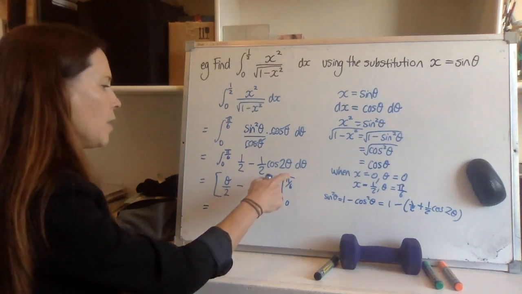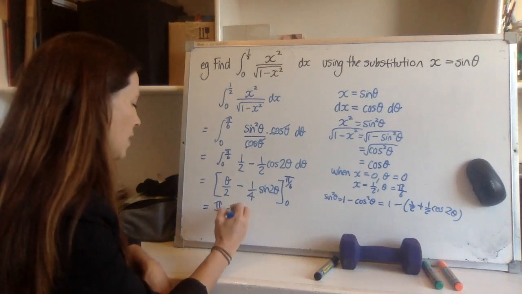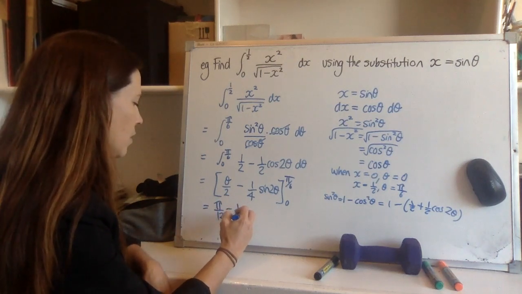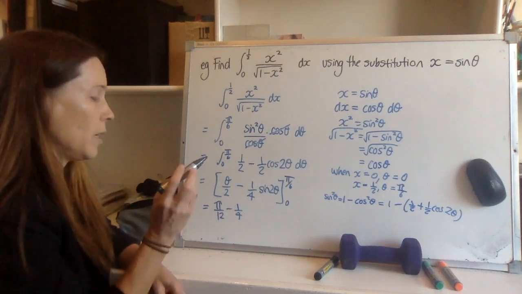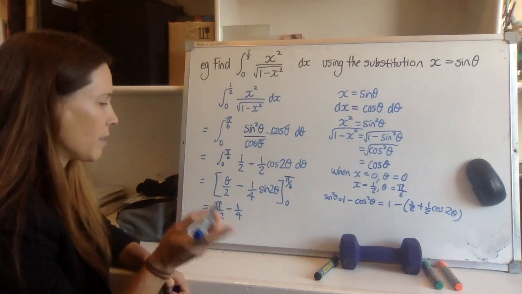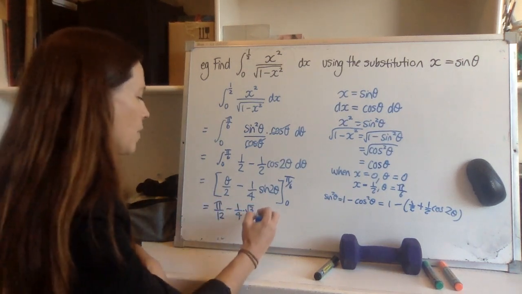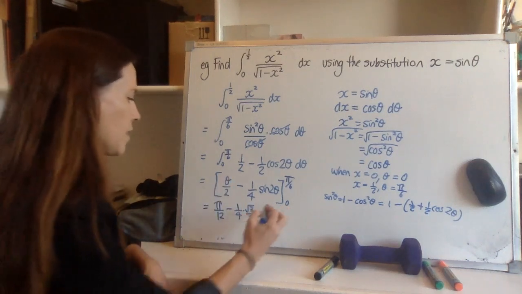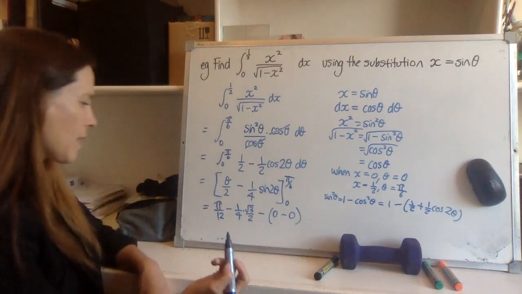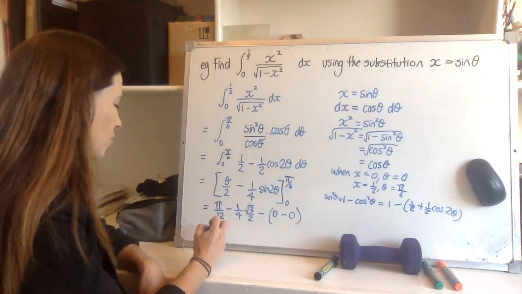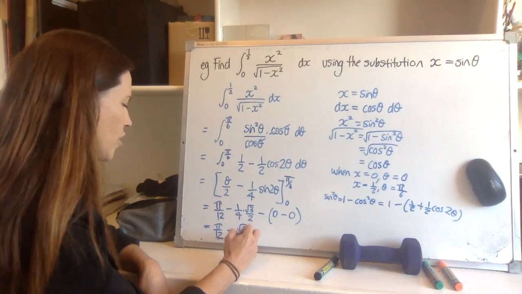So we've got pi on 6 divided by 2, that's going to be pi on 12, minus a quarter of sine of 2 lots of this. So the sine of, what's that, pi on 3, that's the sine of 60 degrees, which is root 3 on 2, minus, now when I sub 0 in here, I'm going to get 0, and the sine of 0 is also 0, so I'm going to get nothing but zeros there. So we've got pi on 12 minus root 3 on 8.